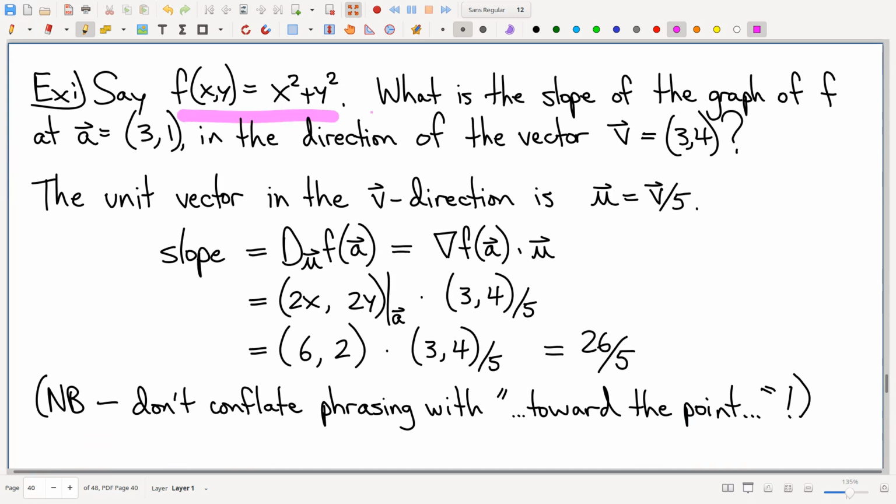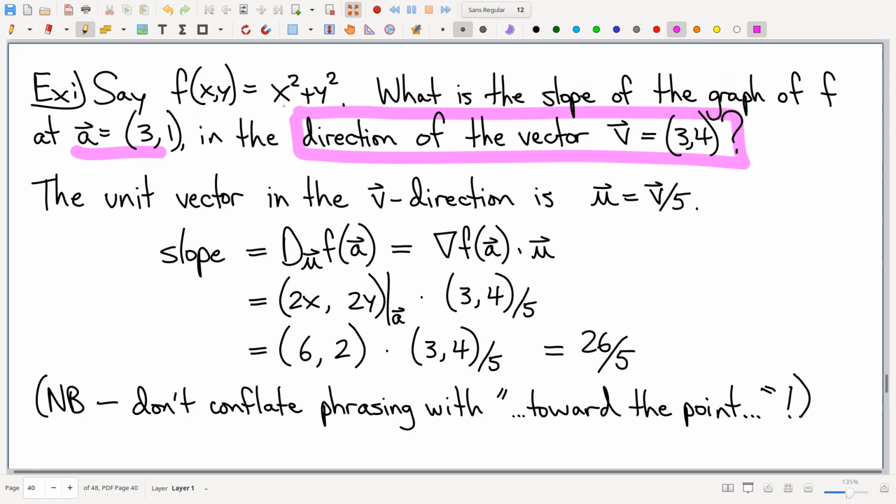We have a function here. We apparently are looking at the graph of this function, and I want to know what is the slope of the graph of that function. Now, of course, there's a bunch of different directions in which you could be looking. Do we mean slope in the direction of one of the axes, like partial derivatives used to tell us? No, in this case, we are at a certain point and looking in the direction given by that vector right there, not parallel to an axis.